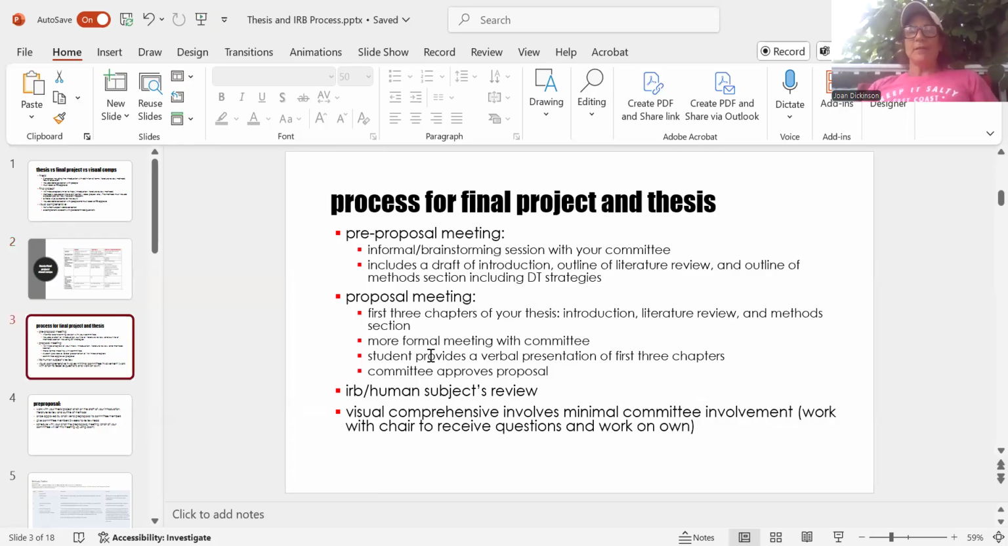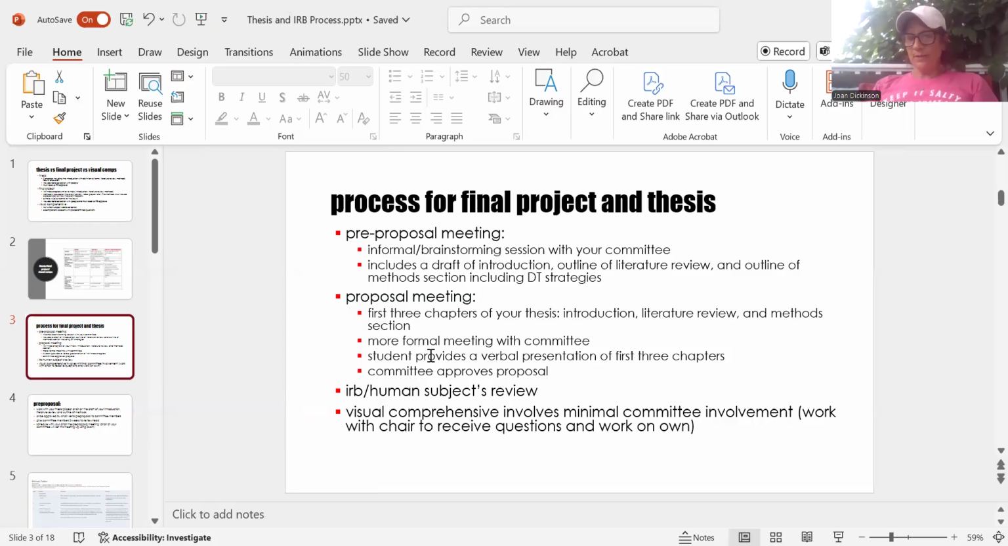Okay, so what will happen is that once you are at the point where you're going to take thesis hours, you're going to form your committee. And when I say thesis hours, let me back up a little bit. I mean those 9 hours that you need to finish your degree. So those 9 hours could be used towards the thesis, towards the final project, or towards the visual comprehensive. So sometimes I will refer to it as thesis hours, but just know I mean all three of those, okay?